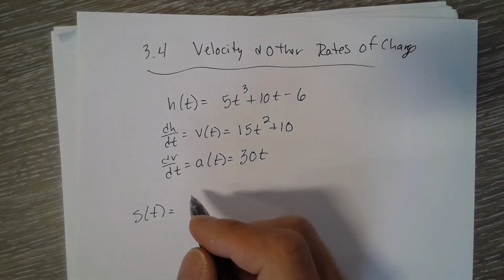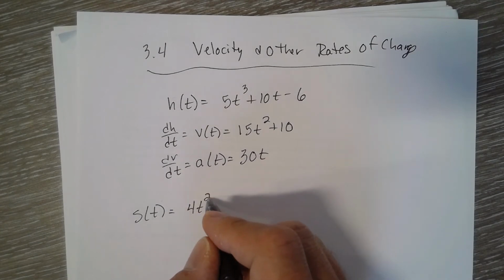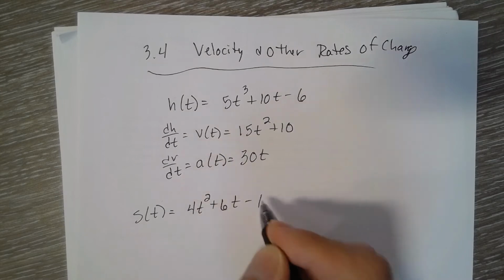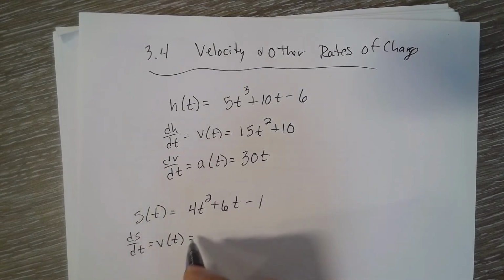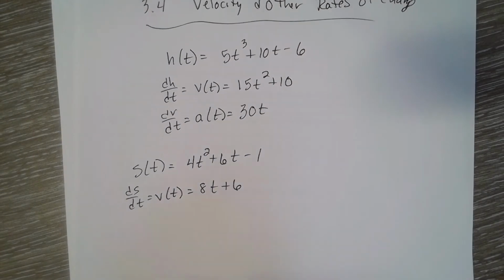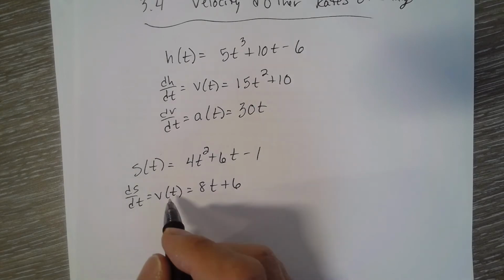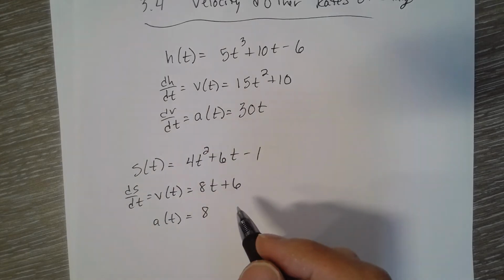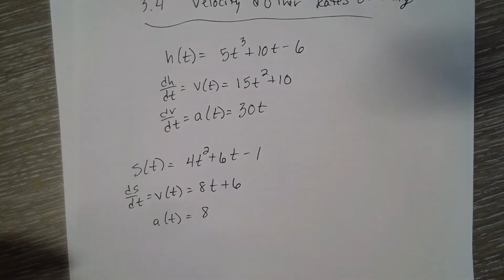If the position is 4t squared plus 6t minus 1, then ds/dt, which is the velocity with respect to time, would be 8t plus 6. And the second derivative of position is the first derivative of velocity, which is acceleration. So it'd be 8. Okay, that's a lot. That's just straightforward information for you. There's a lot more to this section.